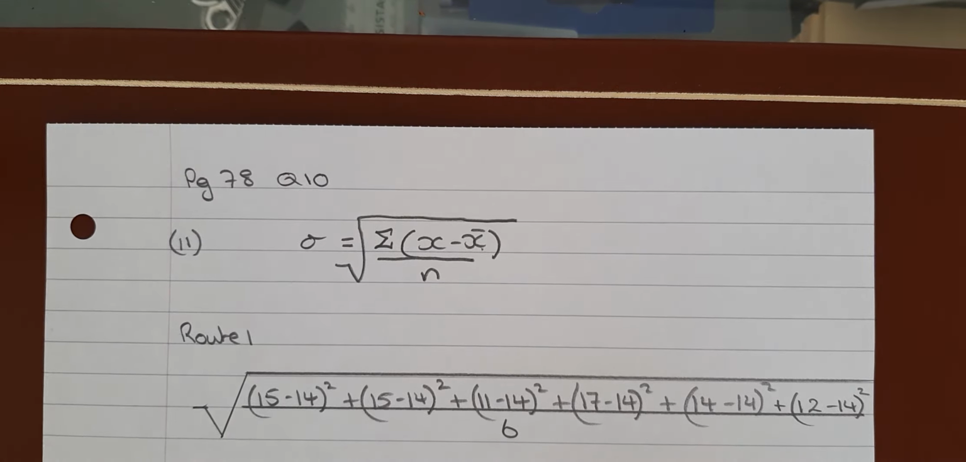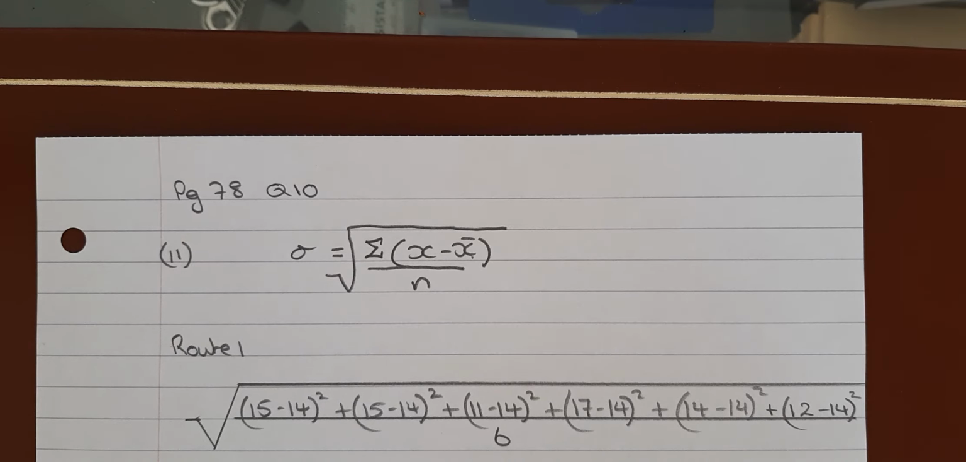So for root 1, we found that the mean was 14. So this is how we put it together. Each of the roots minus the mean squared. So 15 minus 14 squared, 15 minus 14 squared, 11 minus 14 squared, plus 17 minus 14 squared, plus 14 minus 14 squared, plus 12 minus 14 squared, all over 6, and the square root of the whole lot of it.